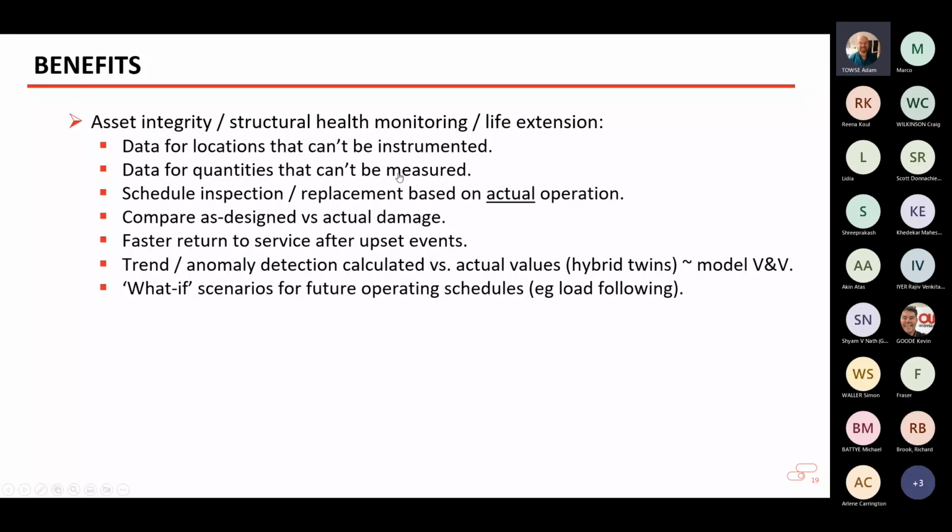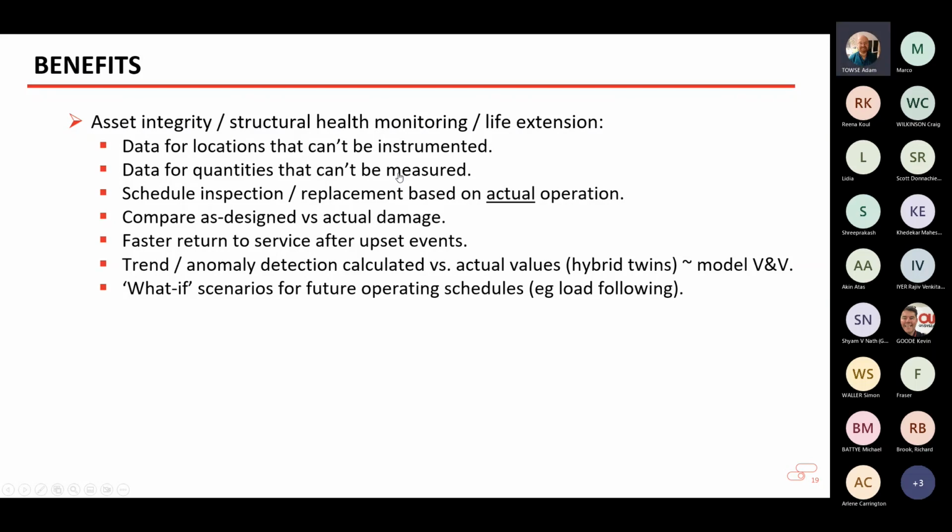Okay, so that's just two of the examples. Just to wrap up now, let me talk about some benefits, a few applications and conclusions. The obvious one is for asset integrity or structural health monitoring and life extension, because we can provide additional information, these virtual gauges that you simply can't instrument.